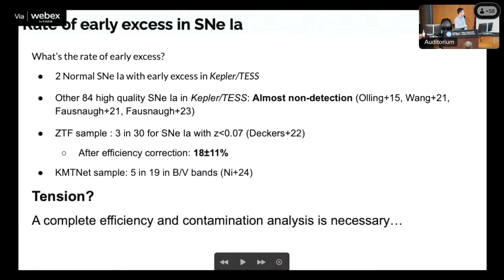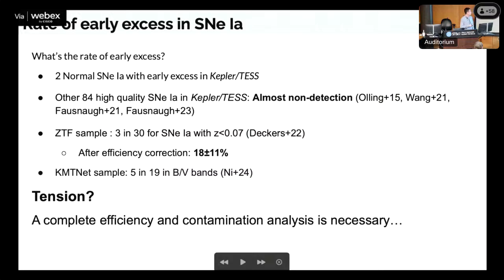That's interesting, because in some other ground-based surveys we do see a larger rate of early excess. For the ZTF sample, we see 3 in 30 Type Ia in the low redshift sample, and after efficiency correction they claim the rate is 10 to 30%. Another, the KMTNet sample, is 5 in 19, but they are observing in the bluer bands, B and V, in which you do expect the excess to be stronger. There seems to be some tension between these results, but those results are all carried out in different bands, and they have different definitions of the early excess features.